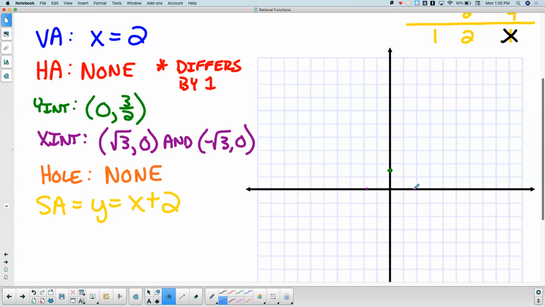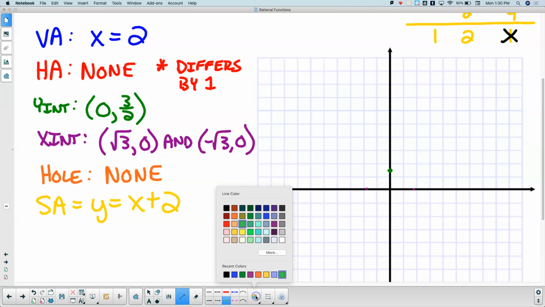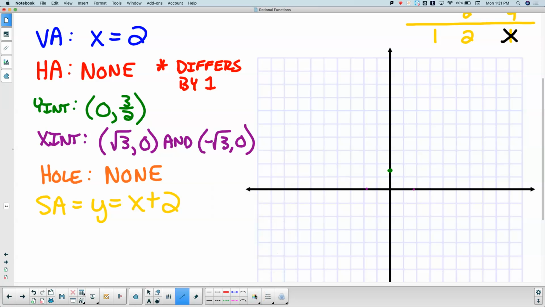Kurt, what do you want to do next? What do you want to put on next? We already did green and purple. Put on the vertical asymptote. Dashed, right? Yep. All the way across our graph? Yeah. At 2? Ooh, mine's not quite at 2. I got to move that over a little bit. Better? Mm-hmm. Okay. All right.